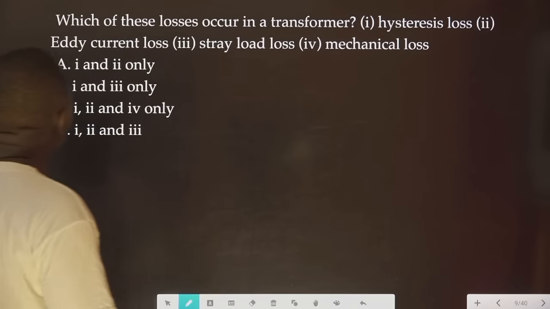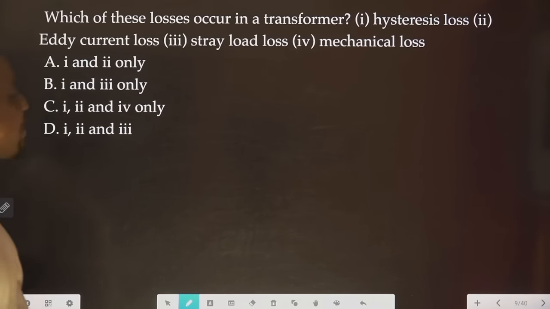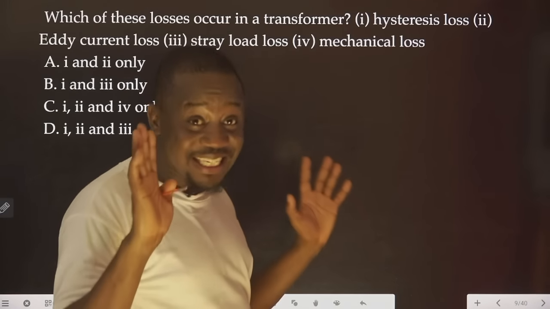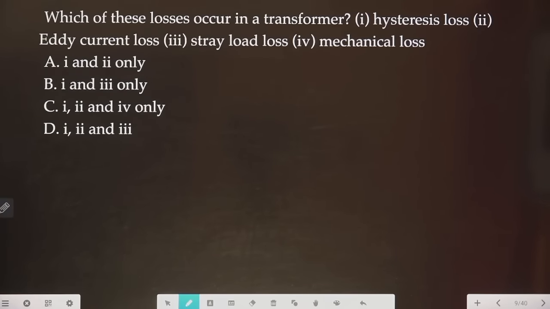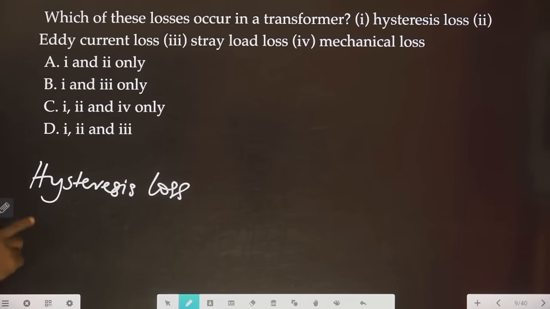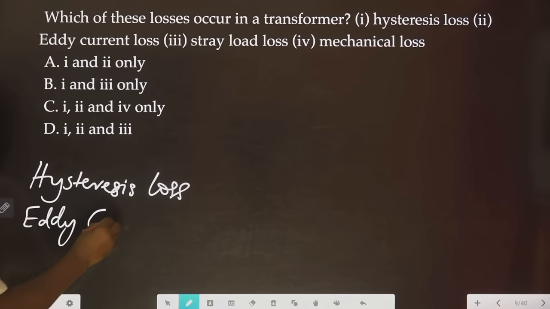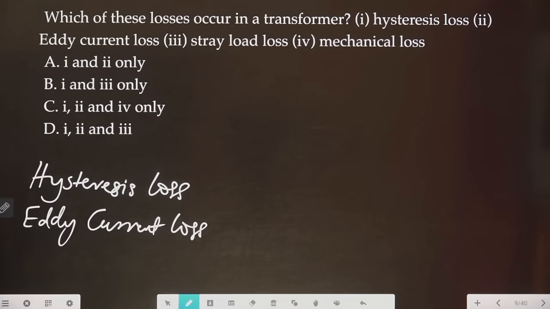Let's look at this. It says: which of these losses occur in a transformer? Let's list them before we even look at this. The first loss you will see in a transformer is the hysteresis loss. The second one you will find is the eddy current loss. We also have the copper losses.